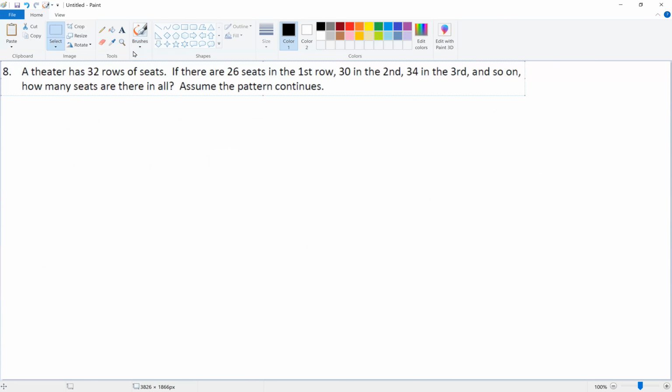Anika, word question, arithmetic sequence. So it says that there is 32 rows of seats and then 26 seats in the first row, 30 in the second, and 34 in the third, and so on. And they're asking the sum of all seats. I mean, not the sum, how many seats there are in total. So basically the first term would be 26. And then the 32nd term. So we have to find out what the 32nd term is. So the difference is 4.